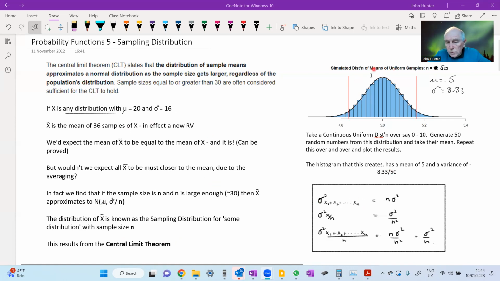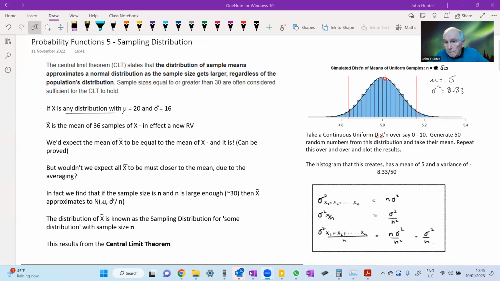So let's have a look at this example here. We simulated the distribution of means of uniform samples. We take random samples from a uniform distribution, take 50, and then take their mean, and we've got that random variable. Then we do that over and over again, so we keep getting different observations of this new random variable, and we plot them on a histogram. And what we get is something that looks like this.